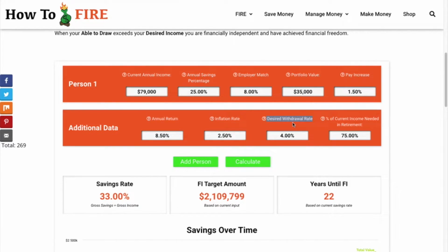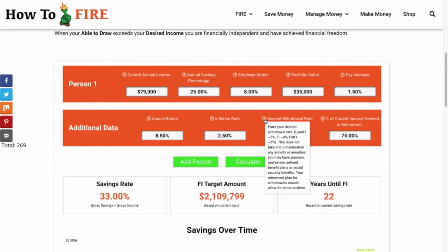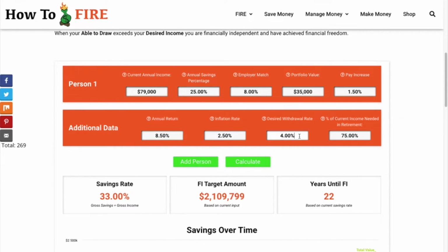And then desired withdrawal rate is really important. So here, you're going to enter your desired withdrawal rate. Typically, lean FI is roughly 5%, FI roughly 4%, and fat FI roughly 3%. It doesn't take into consideration any annuity that you may have, or pension, real estate, defined benefits, or Social Security benefits. Essentially with this one, the lower your withdrawal rate, the more conservative you're being.